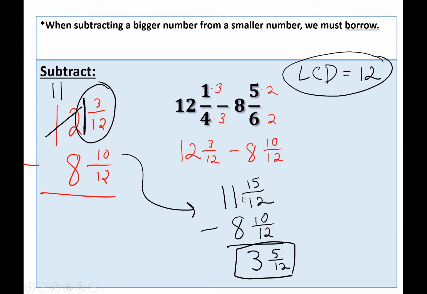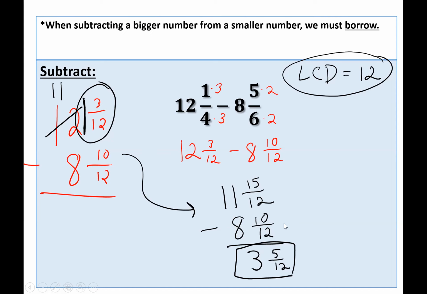So once again, here's what happened. We got a common denominator of 12. So we rewrote this as 12 and 3/12 minus 8 and 10/12. Because 3 minus 10 would have given us a negative number, we had to borrow. So we borrowed a 1 from the whole number 12. We borrowed a 1 and made it 11. The 1 then got kind of stuck with the fraction, 1 and 3/12. We changed that to an improper fraction of 15/12. So we rewrote it as 11 and 15/12 minus 8 and 10/12. Finally, we subtracted and got 3 and 5/12.